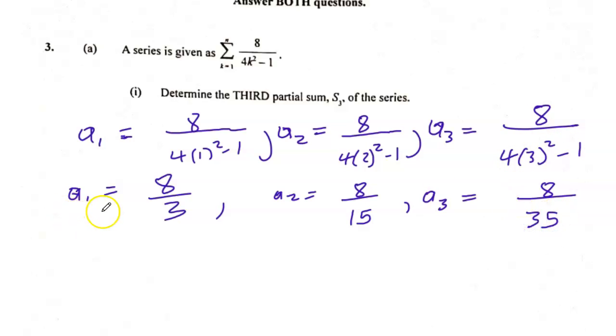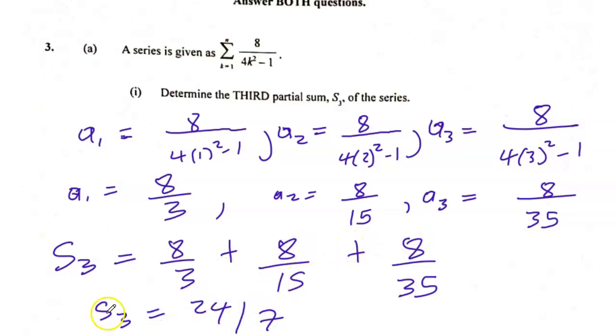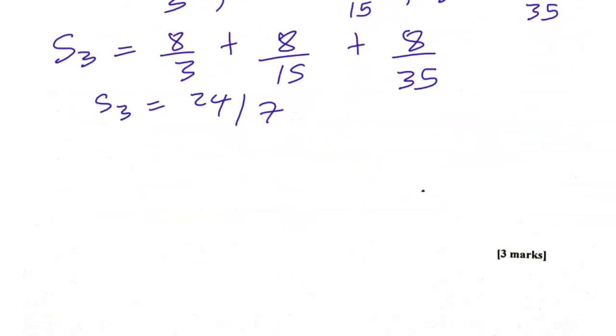Alright? So the summation of the first 3 terms is the first term 8 over 3, plus the second term 8 over 15, plus the third term 8 over 35. And that would give me 24 over 7. Just use your calculator to do those additions. Next.